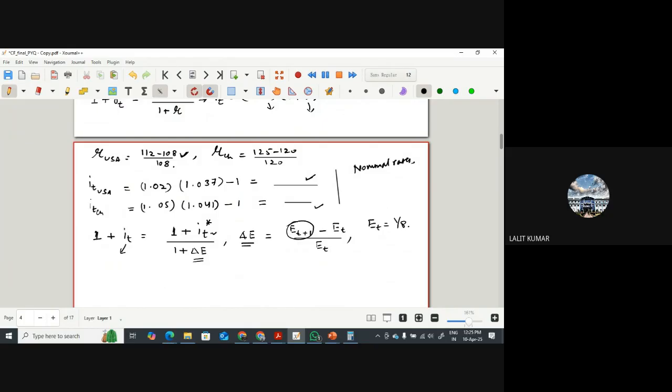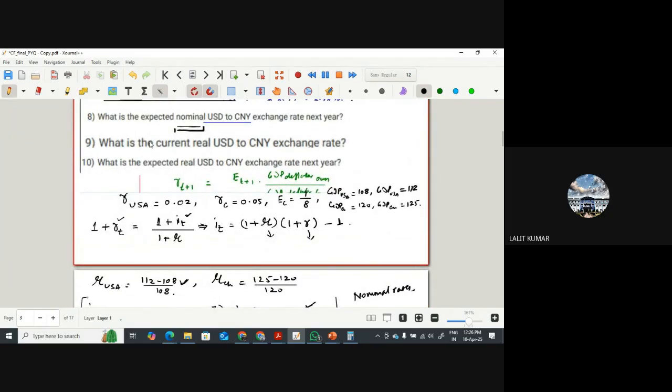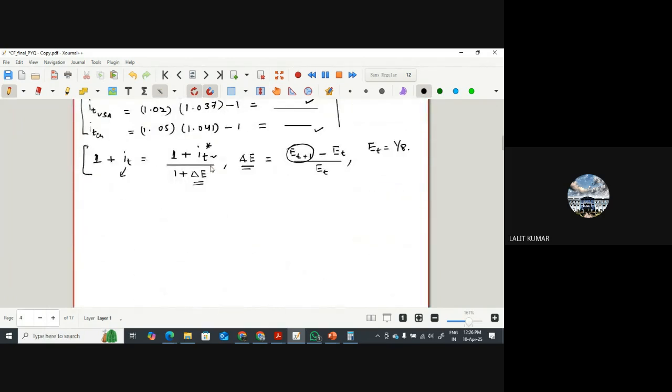Okay. So sequentially they have asked the question. So this we have got, expected. What is the current real USD to Chinese exchange rate? What is the formula for the real rate? Real R is equal to GDP deflator China own and GDP deflator USA into present 1 by 8. Is this okay?